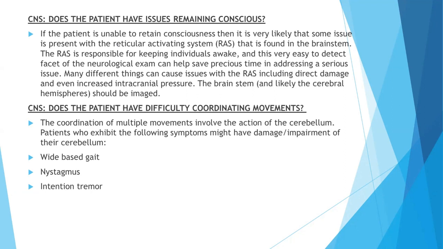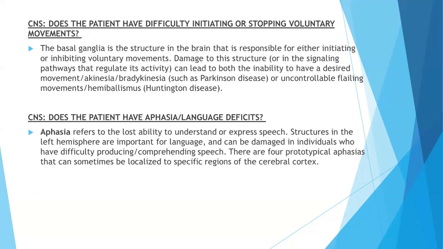Does the patient have difficulty coordinating movements? Then that indicates a CNS issue. The coordination of multiple movements involves the action of the cerebellum. Patients who exhibit the following symptoms might have damage or impairment of their cerebellum: wide-based gait, nystagmus, intention tremor. Does the patient have difficulty initiating or stopping voluntary movements? The basal ganglia is the structure in the brain that is responsible for either initiating or inhibiting the voluntary movements.